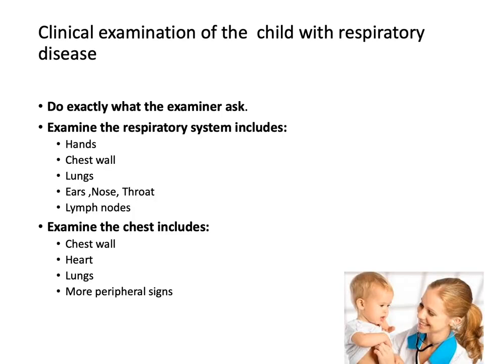You should note that you should do exactly what the examiner asks. If the question is examine the respiratory system, that includes examination of the hands, of the chest wall, of the lungs, of the ENT, and of lymph nodes. If the question is examine the chest, that includes chest wall, heart, lungs, and more peripheral signs.